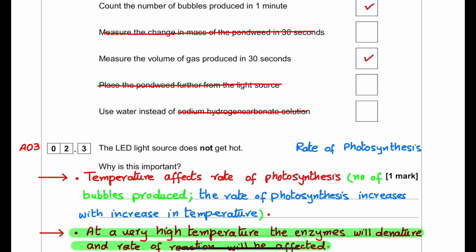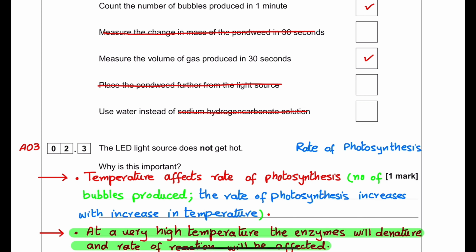Our part number 3 is also an AO3 question in which the student is using LED light. The LED light source doesn't get hot. Why is this so important? Instead of the normal light, the student is using the LED light. This is an AO3 question and the whole question is related to photosynthesis. So the different options are given. It is 1 mark. So I put different options and try to explain the reason behind it.